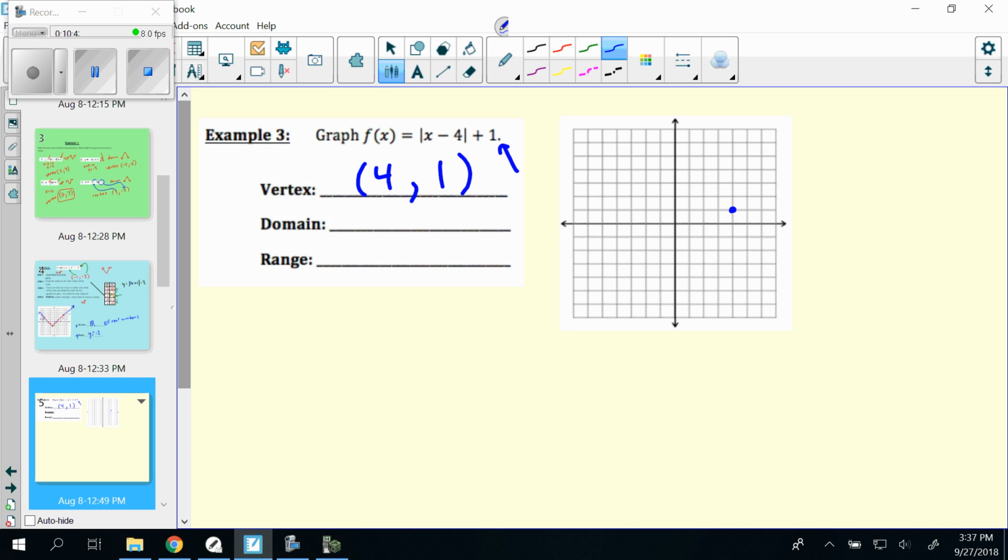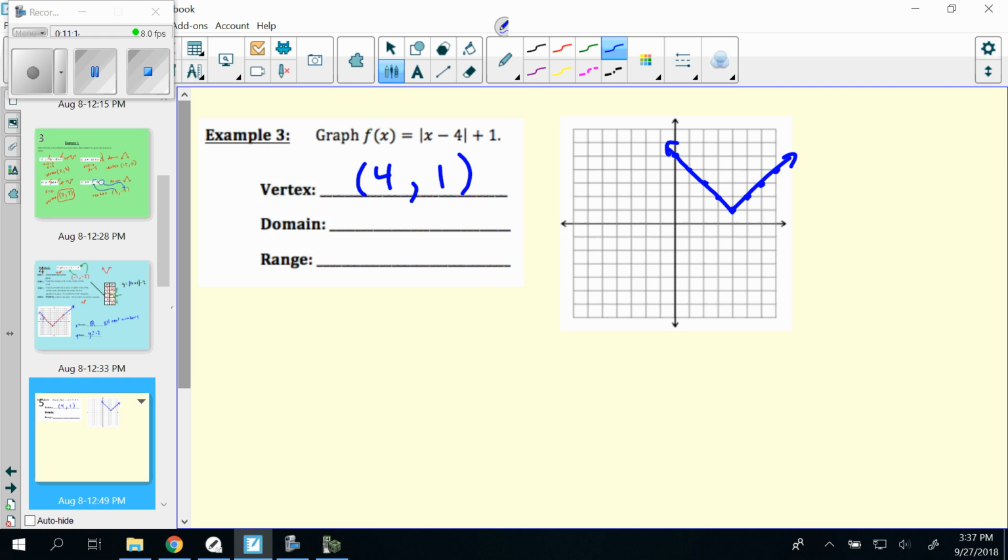Okay, now to get the rest of the graph, we're looking, is it opening up or down? This one's positive, so it's opening up. And then we can look at what the slope is to get some of the other points. On this one, since there's nothing in front of the x, slope is going to be 1. And so on the right side, we should be going up 1, right 1. On the other side, we should be going up 1, left 1. So this graph is going to look like that.